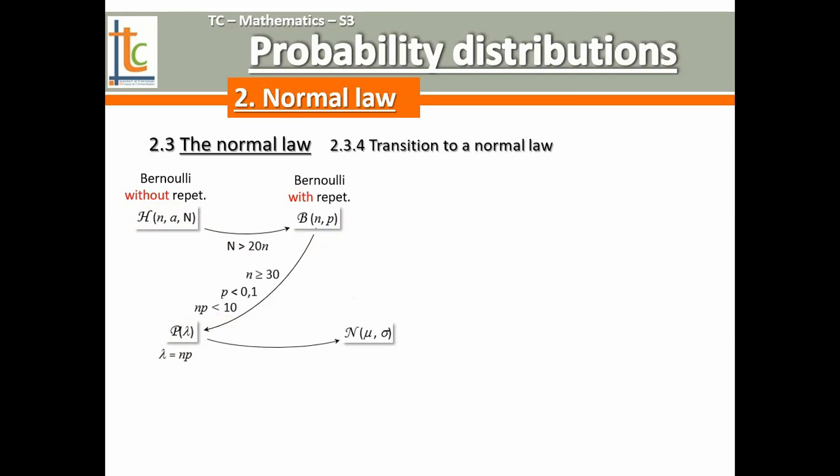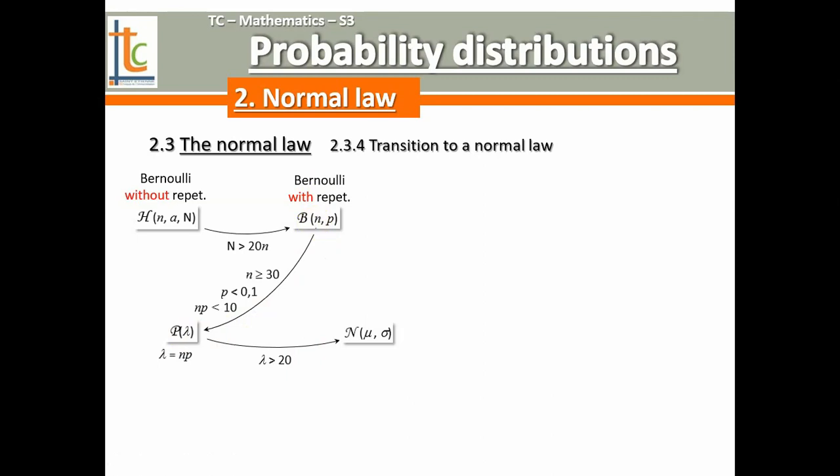First, you can jump to a normal distribution from a Poisson distribution if its parameter is more than 20. But it's in contradiction with these criteria. If lambda is more than 20, it means that n times p is more than 20. But the condition to go from here to here was n times p is less than 10. So you can't follow this path if you come from a binomial distribution.